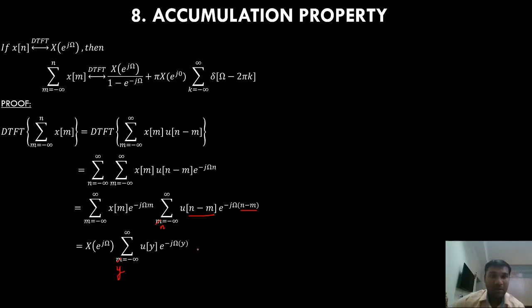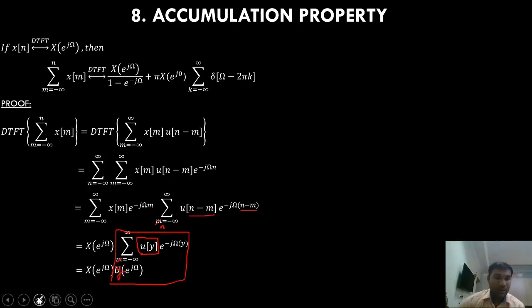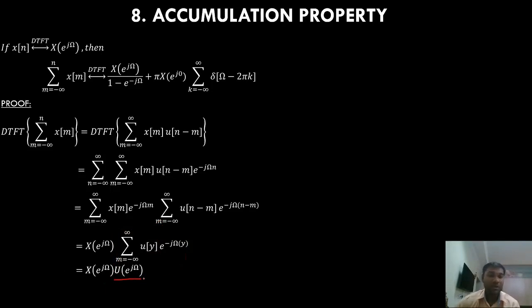Now what is this equivalent to? This is equivalent to DTFT of u of y, or DTFT of u of n. u of n is the unit step function, right? Discrete time unit step function. So this entire term here is equivalent to DTFT of unit step function, that is U of e power j omega.